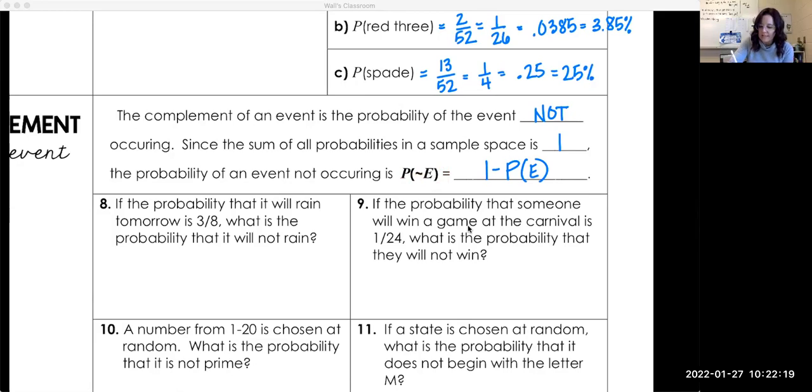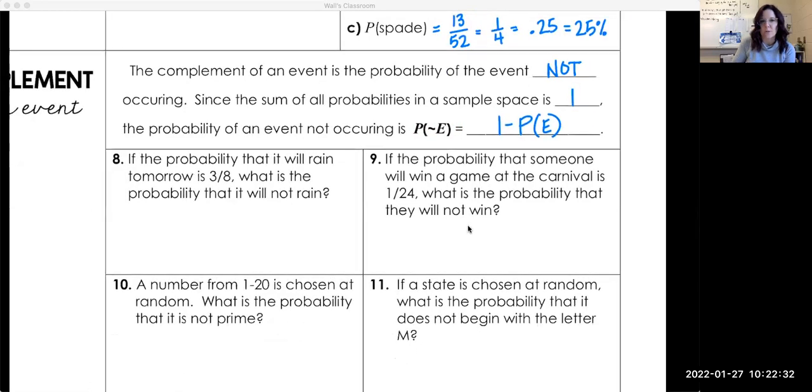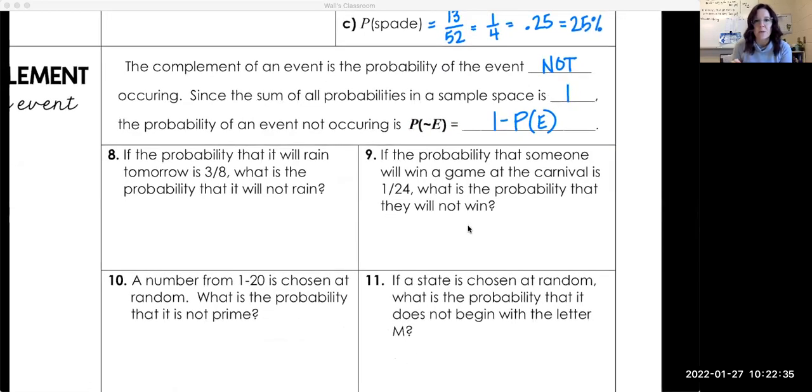And as I said, the probability of all the events add up to 1. So if you know the probability that the event will occur, you can subtract that probability from 1 to find the probability that it will not occur. Here are some examples of complements. If the probability that it will rain tomorrow is 3/8, what's the probability that it will not rain? So the probability of rain is 3/8. Then the probability that it will not rain is 1 minus 3/8 or 5/8.